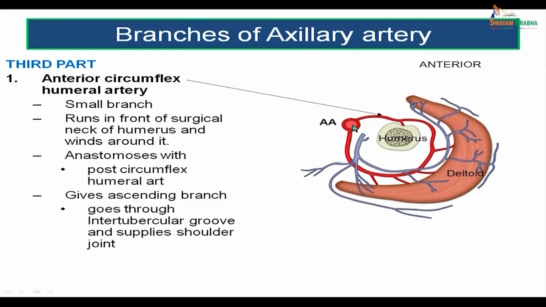So, we can see that starting from the axillary artery, this small branch passing anterior to the humerus running in front of the surgical neck of humerus, that is the anterior circumflex humeral artery. It anastomoses with the branch coming from behind called the posterior circumflex humeral artery, and it gives a branch called the ascending branch which ascends through the intertubercular groove and supplies the shoulder joint.